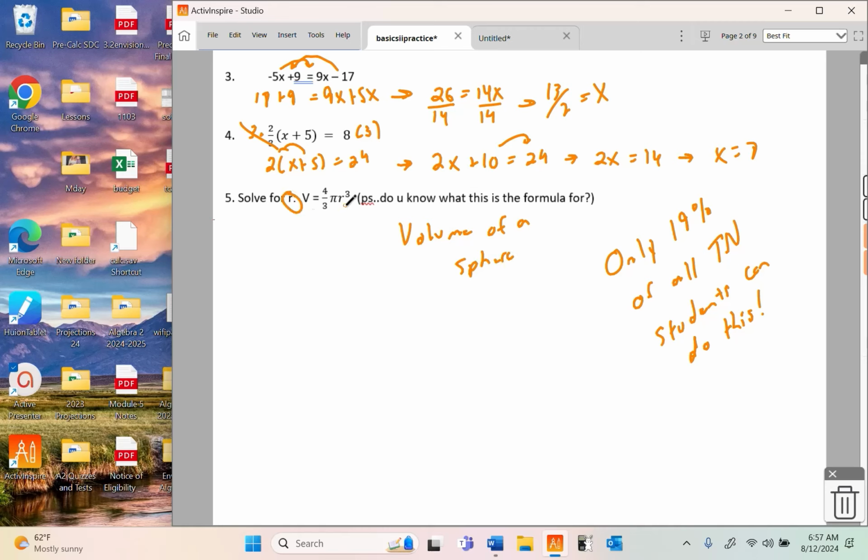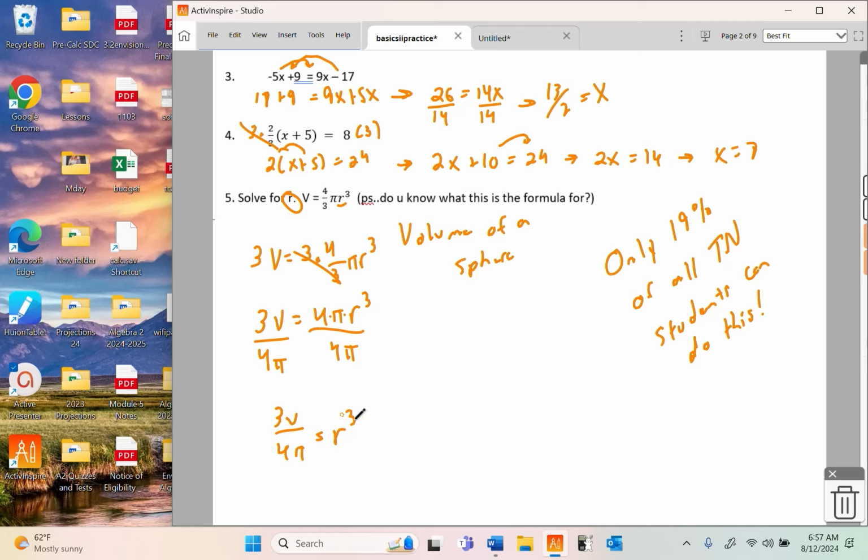So I want to isolate that r. And the first thing I'm going to do is I'm going to counteract that division with multiplication. 3's cancel. So 3 volumes is now 4 pi r cubed. And the next thing I'm going to do is I'm going to cancel out this multiplication. I'm multiplying r cubed by 4 and pi. So I'm going to divide both sides by pi. So 3V over 4 pi is now equal to r cubed.